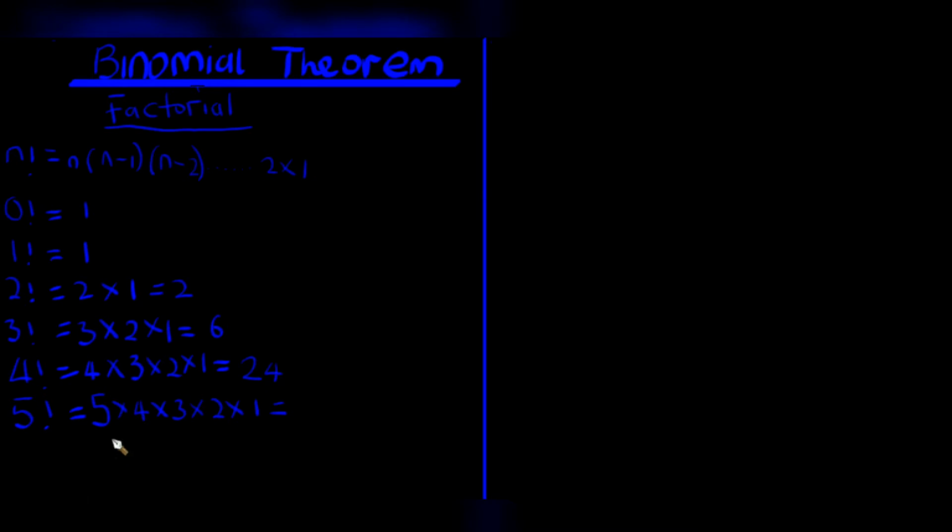Now for the 5 factorial, 5 times 4 gives us 20. 20 times 3 gives us 60. And 60 times 2 gives us 120. Do we need to multiply by the 1? Okay, let's go ahead and do it. 120 multiplied by 1 will still be 120. So you see why I asked if there is need.